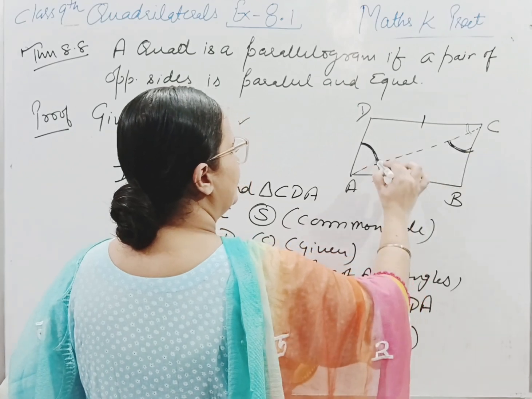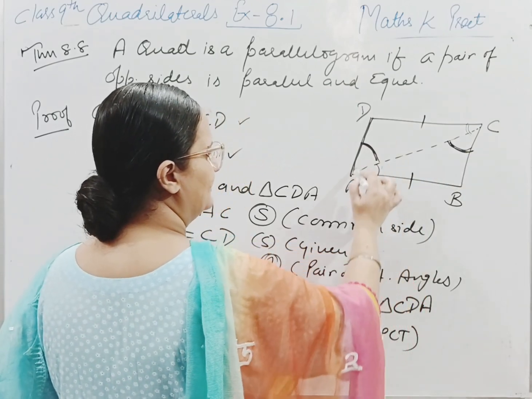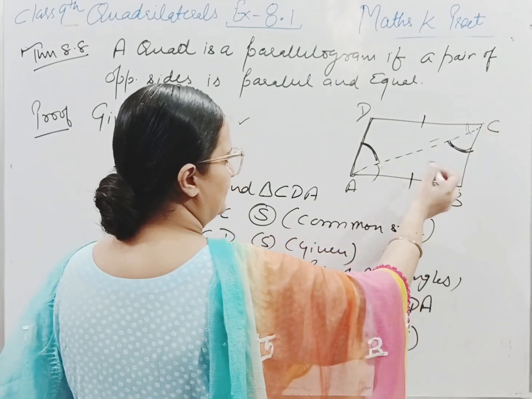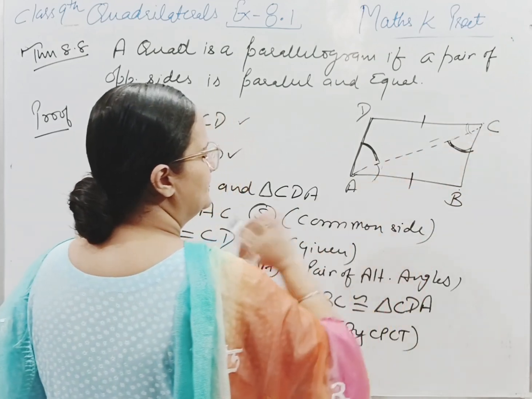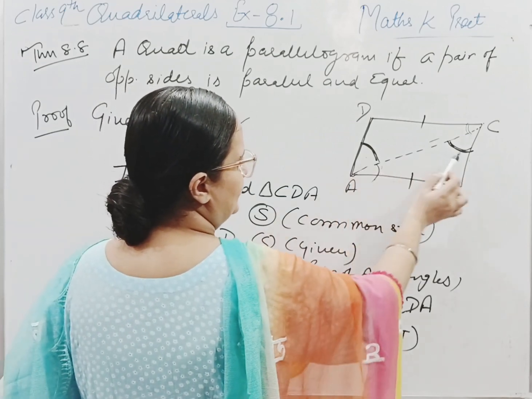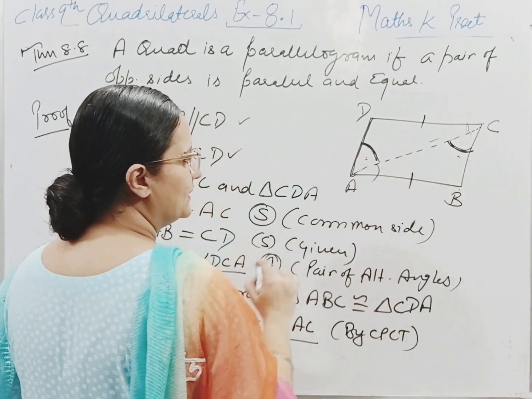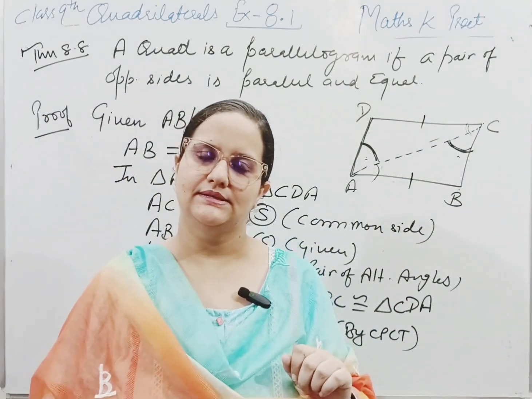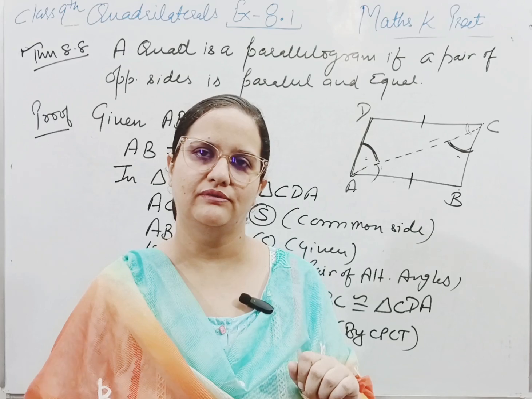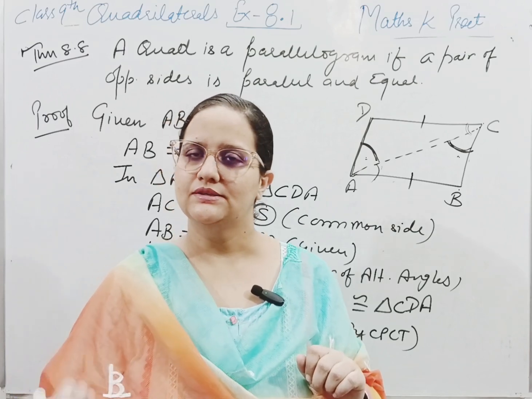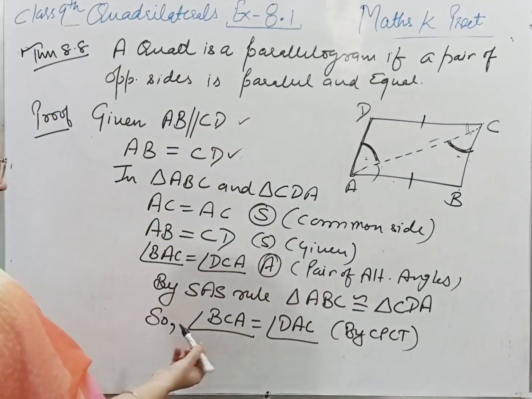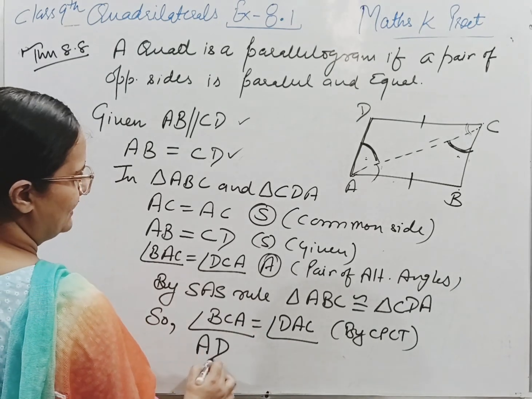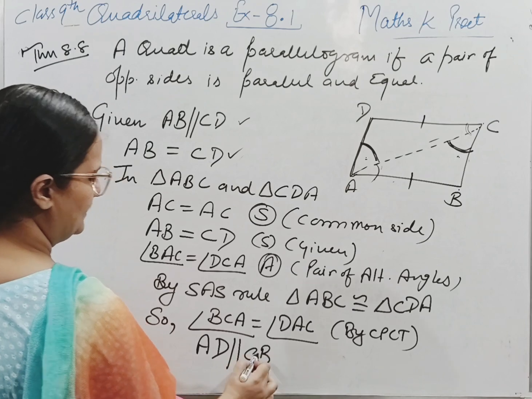And when these two angles are equal, then these are again a pair of alternate angles, and two lines are intersected by a transversal such that these two angles are equal. Then these two lines will be parallel. The result is, when two lines are intersected by a transversal such that a pair of alternate angles are equal, then these two lines will be parallel. So from that, clearly these two angles are equal. From that we can write AD is parallel to CD.